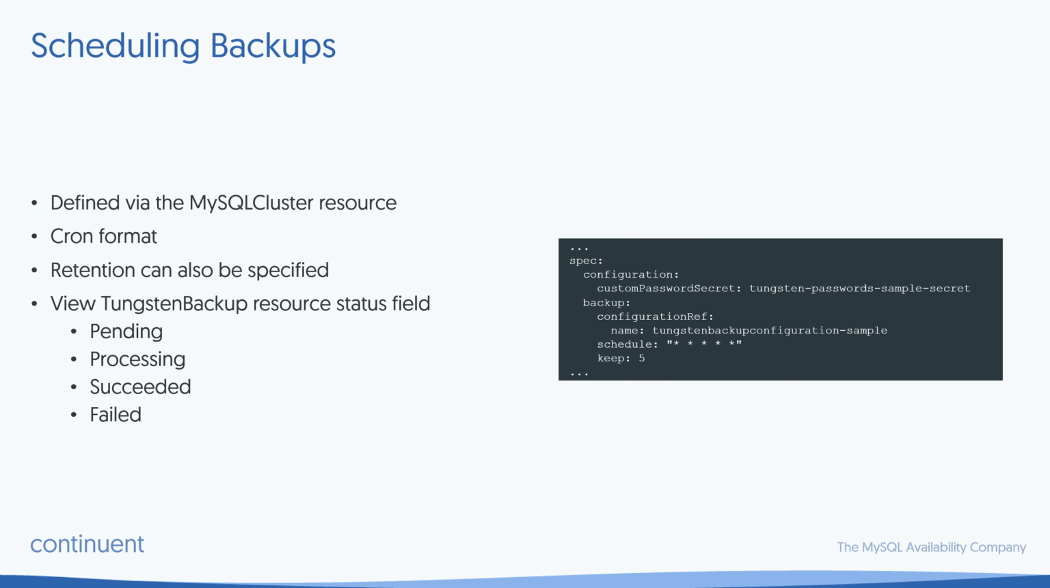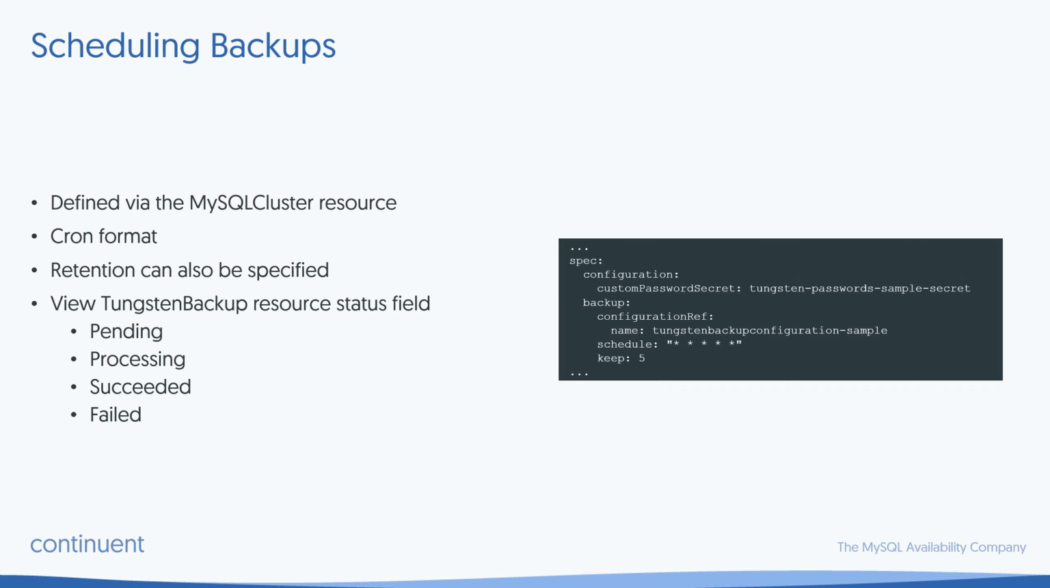Scheduling the backup is defined within the MySQL cluster resource. You specify the custom password, and then you have the backup configuration, the schedule, which is in cron format. So the example here, and then the retention can also be specified. So keep 5. So it will obviously rotate those backups.